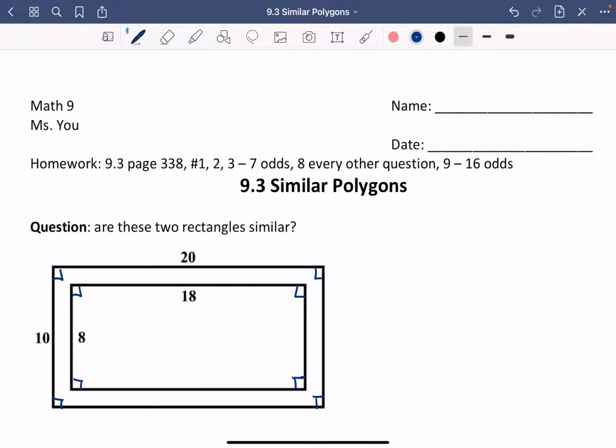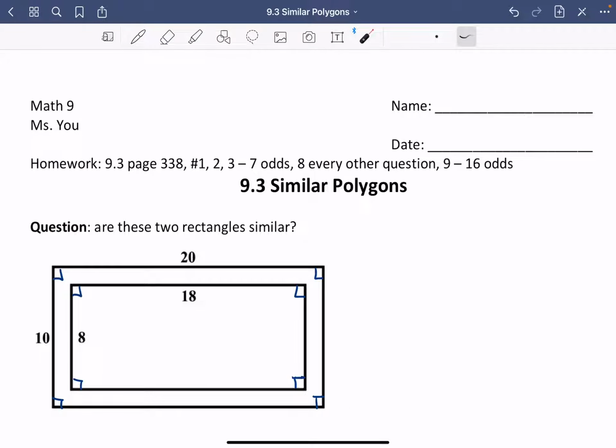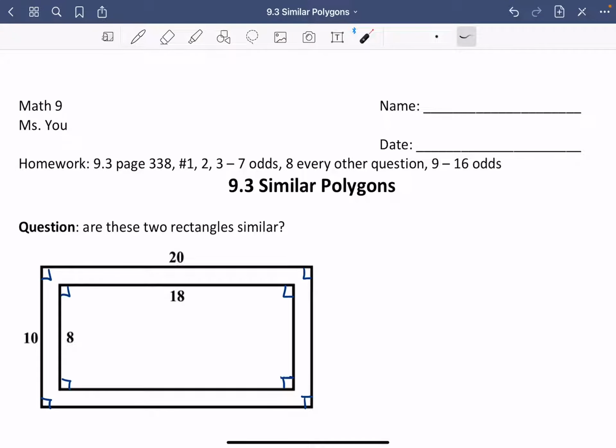So, from the previous lessons, we know that the corresponding angles of similar figures are the same, and the corresponding sides of similar figures are proportional. So now, the corresponding angles, they're all 90 degrees, so they're the same. That satisfies the condition. What about corresponding sides? We'll need to check, okay? So let's see. We'll do these two first.